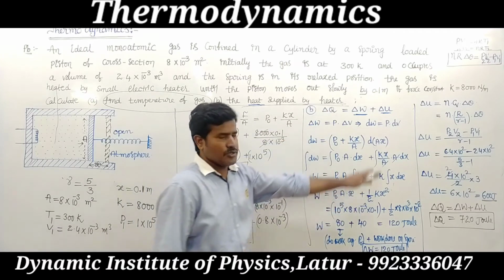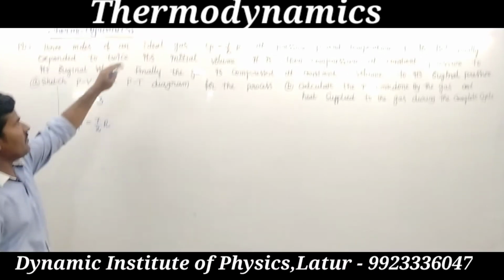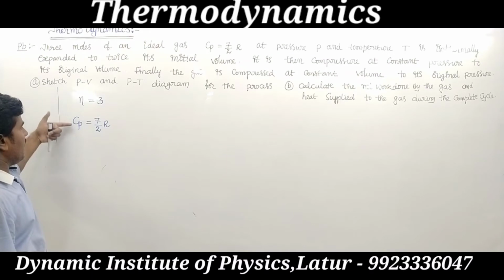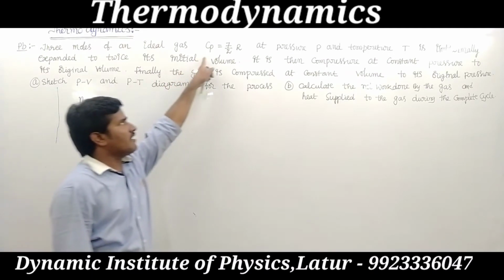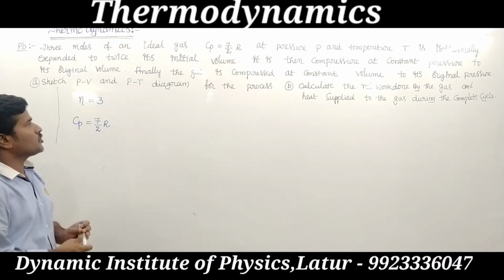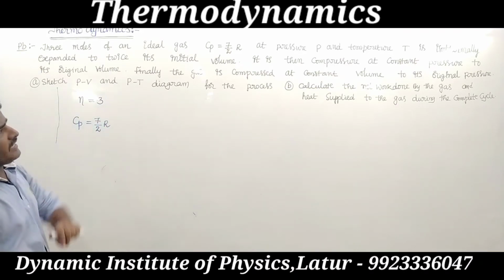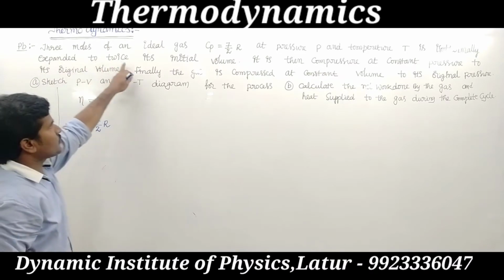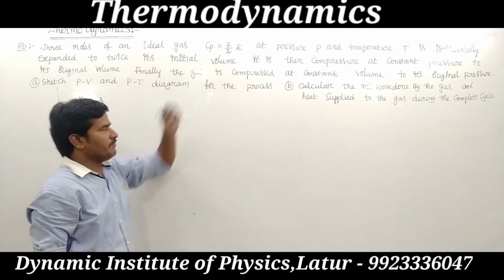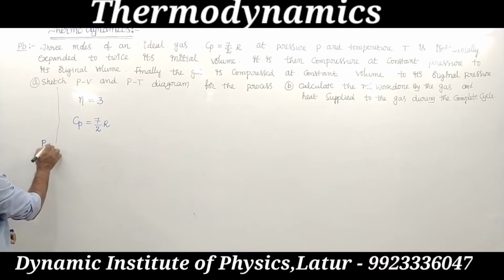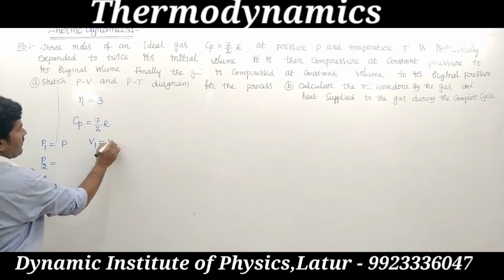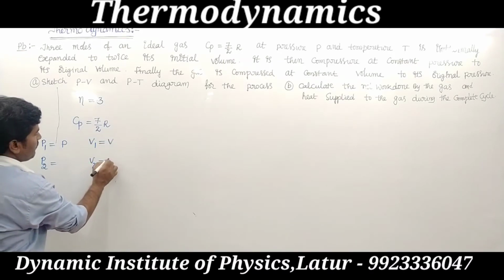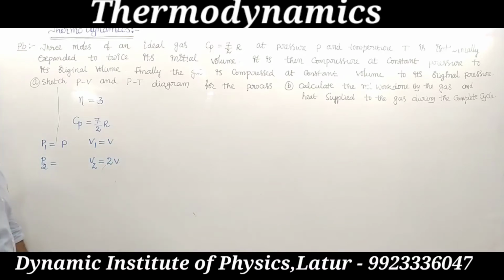This is the second question. Problem: 3 mole of ideal gas is given, and Cp, the specific heat at constant pressure, is 7 by 2R. At pressure P and temperature T, it isothermally expands to twice its initial volume. So P1 equals P, and P2 is the pressure that changes. Initially volume V1 equals V. Final volume becomes twice the volume.